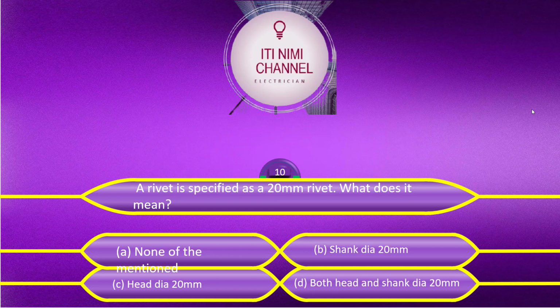A rivet is specified as a 20 mm rivet. What does it mean? None of the mentioned, shank dia 20 mm, head dia 20 mm, both head and shank dia 20 mm. The answer is shank dia 20 mm.